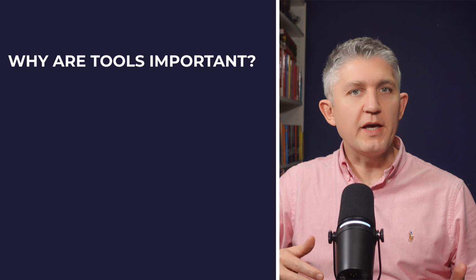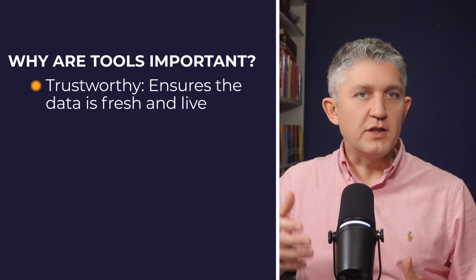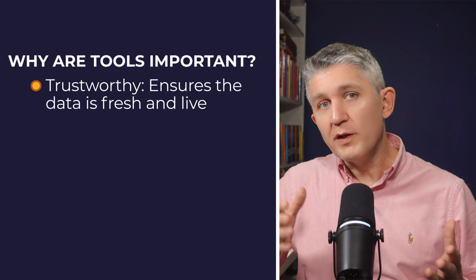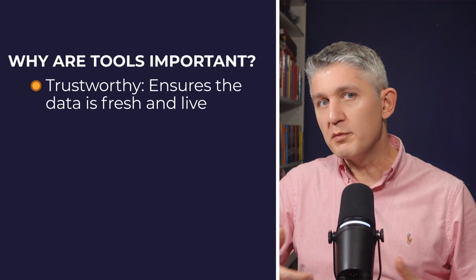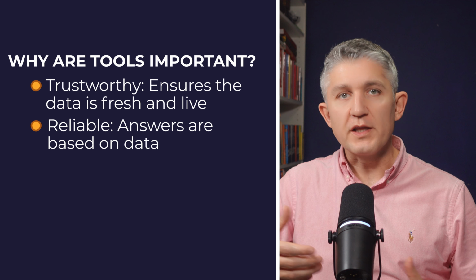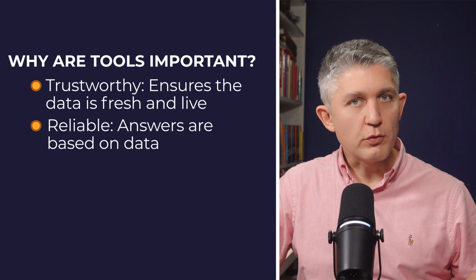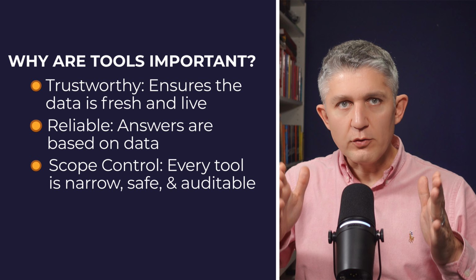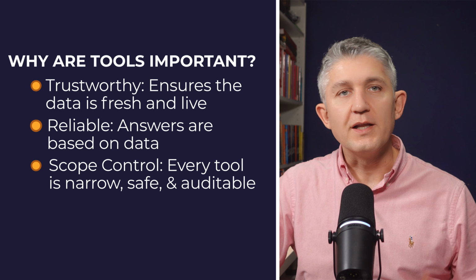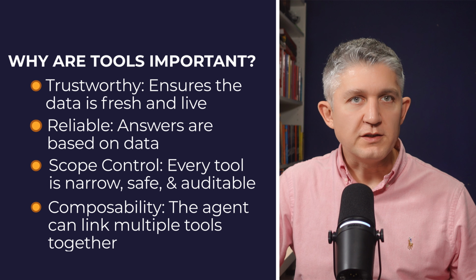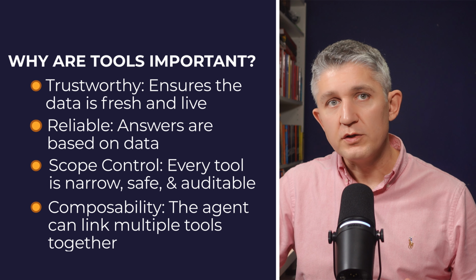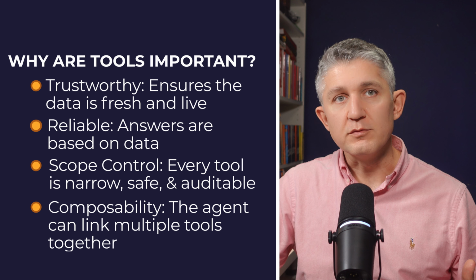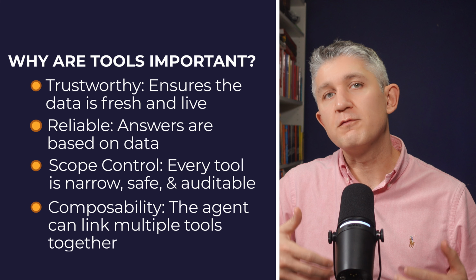So why do tools matter? Tools matter because they make the agent trustworthy. They make sure that the data is fresh, so it can pull live data, not outdated data from the model memory. They also make sure that it's reliable. Answers are backed by rows and not vibes. And there's scope control. Every tool is narrow, safe, and auditable. Last but not least, composability. The agent can chain tools, such as customer orders, line items, and then a summary. And it can decide for itself which tools to call and in what order.